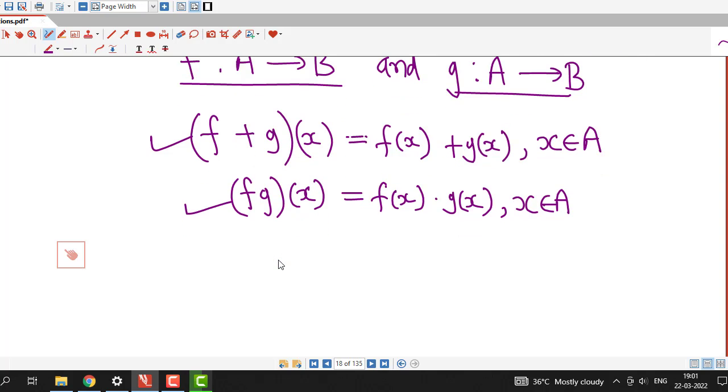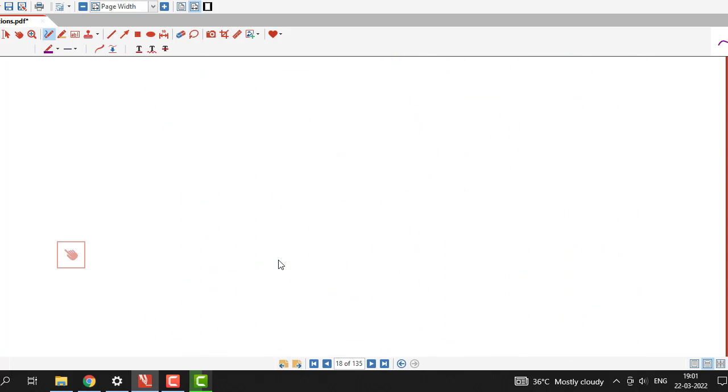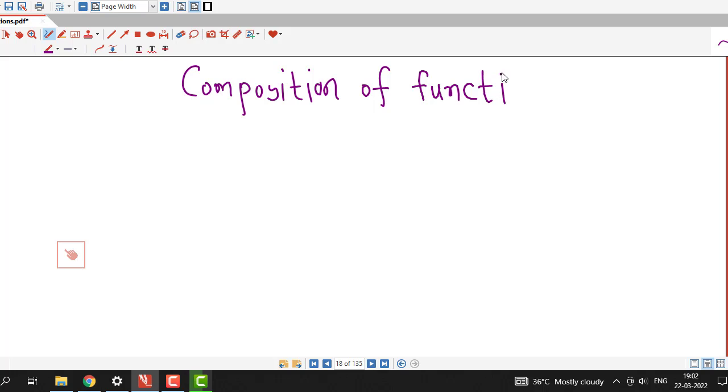And today we are going to discuss a new operation which is known as composition of functions. So first thing is whether we can find out composition of any two functions or not. So the answer is no, we cannot find out composition of any two or more than two functions. We must have some conditions satisfied for composition.